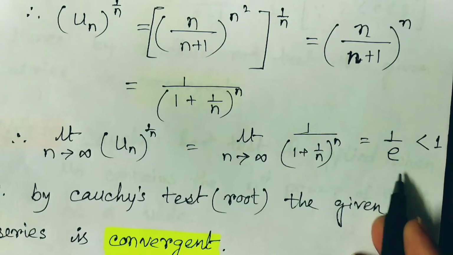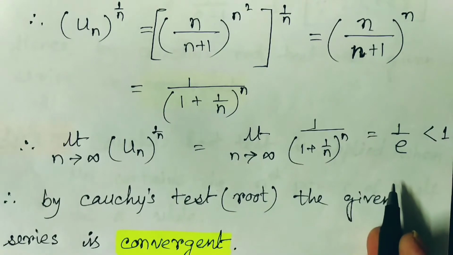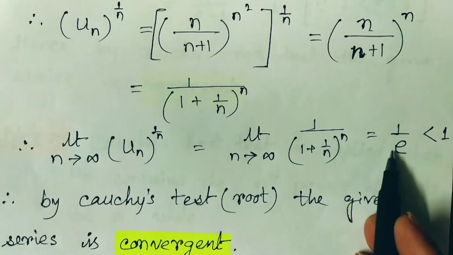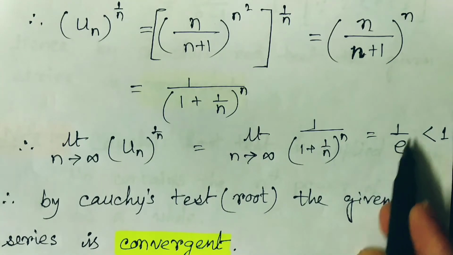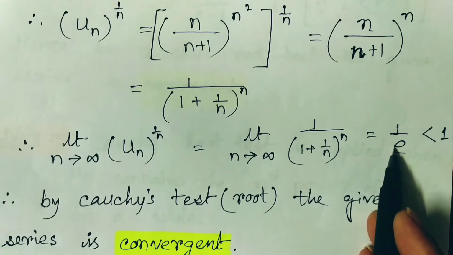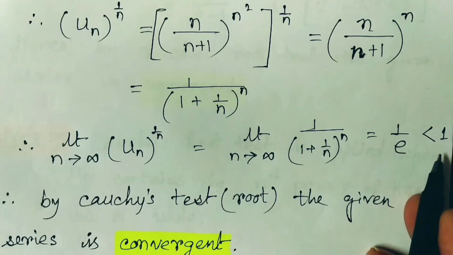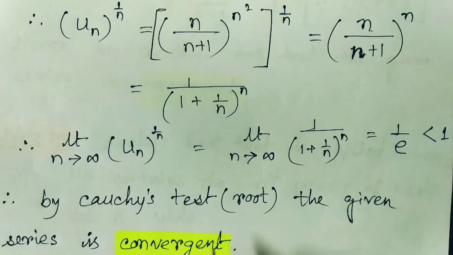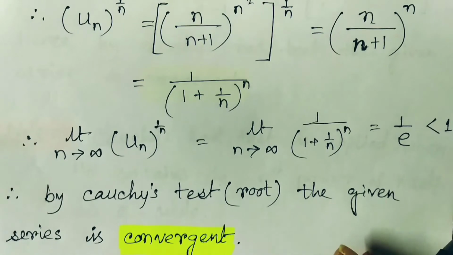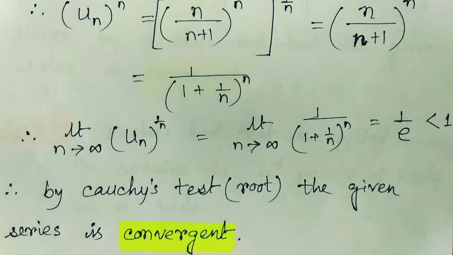We know the e value lies in between 2 and 3. So as it is 1 by some value between 2 and 3, this ratio is definitely less than 1. So we can write it as less than 1. Hence by Cauchy's root test, this limiting value is less than 1. Hence we can conclude that the series is convergent.